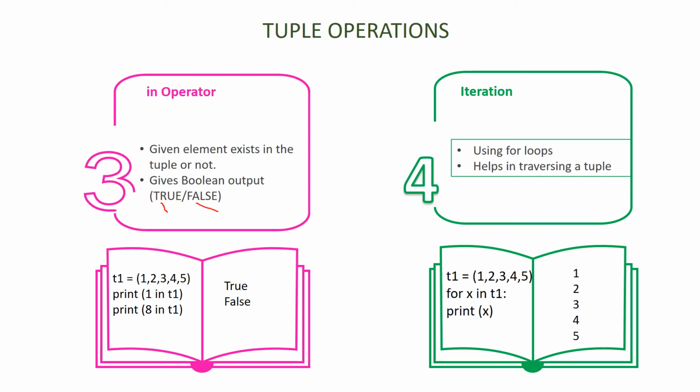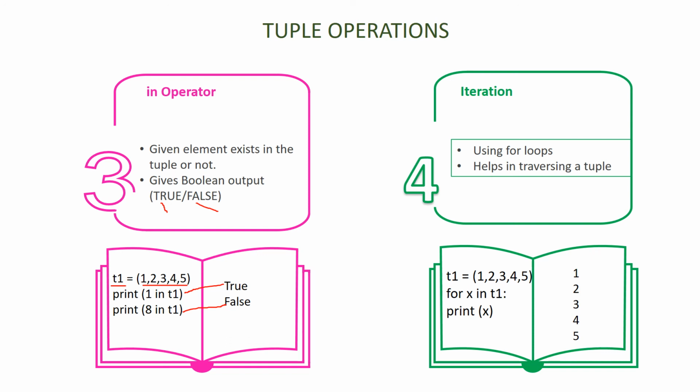See here I have the tuple t1 with the values 1, 2, 3, 4 and 5. Now I am going to print 1 in tuple. The value 1 is available, so it is printed as true. Now I am going to print 8 in tuple, where the value 8 is not available in this tuple, so it returns false.